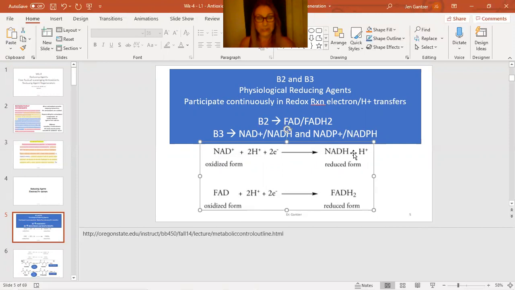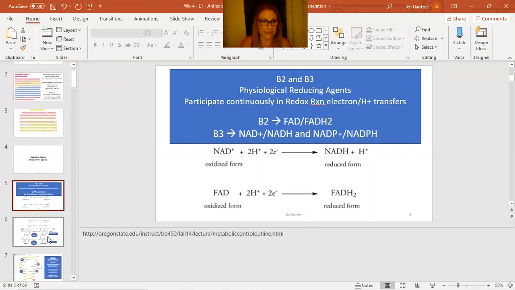Now they are reduced. But guess what? It's bidirectional. As soon as they are in their reduced form, guess what happens? Ooh, the opposite happens. They now donate it back. They lose it. They get oxidized. So it just spins and spins and spins in this continuous redox reaction, hence the electron transfer, which is what a redox reaction really technically is.